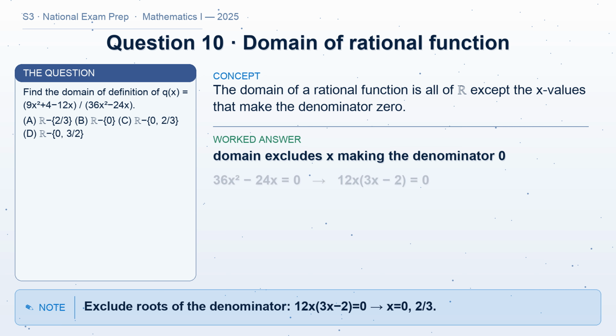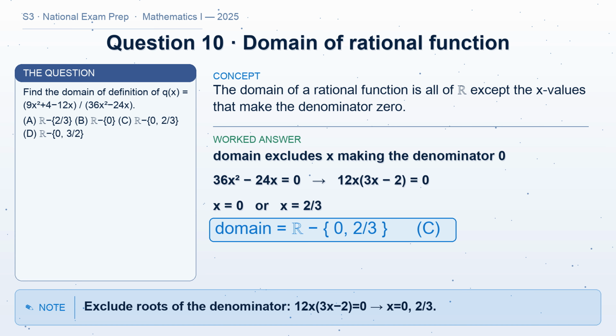So set the denominator 36x squared minus 24x equal to 0. Factor out 12x to get 12x times in brackets 3x minus 2. This is 0 when x is 0, or when 3x minus 2 is 0, giving x equals 2/3. We exclude both. So the domain is all real numbers except 0 and 2/3. The answer is option C.